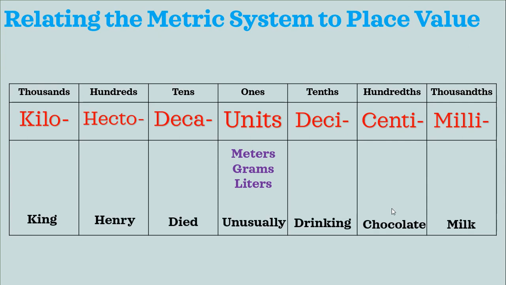We can use a mnemonic device to help us remember the order of our metric system. King Henry died unusually drinking chocolate milk. Here, the K in king helps us remember K for kilo. The H in Henry helps us remember the H in hecto. The D in died helps us remember the D in deca. The U in unusually helps us remember the U in units. The D in drinking helps us remember the D in deci. The C in chocolate helps us remember the C in centi. And the M in milk helps us remember the M in milli.